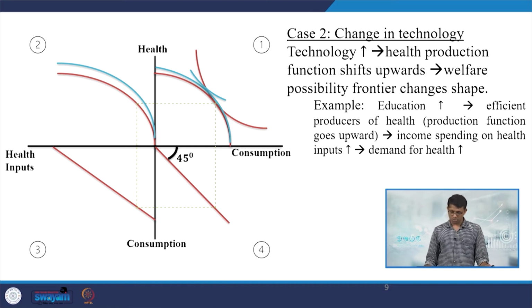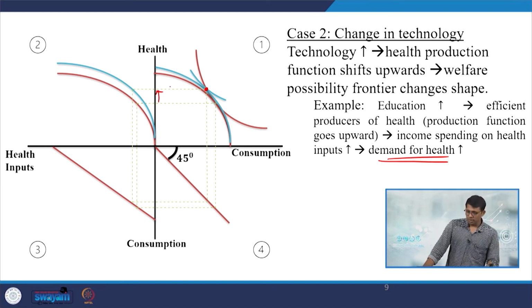Hence the production function goes upward, and that leads to income spending on health inputs also increasing. Okay, this is what is meant: health inputs also increase, and eventually the demand for health also increases. All right, you can just have a check.